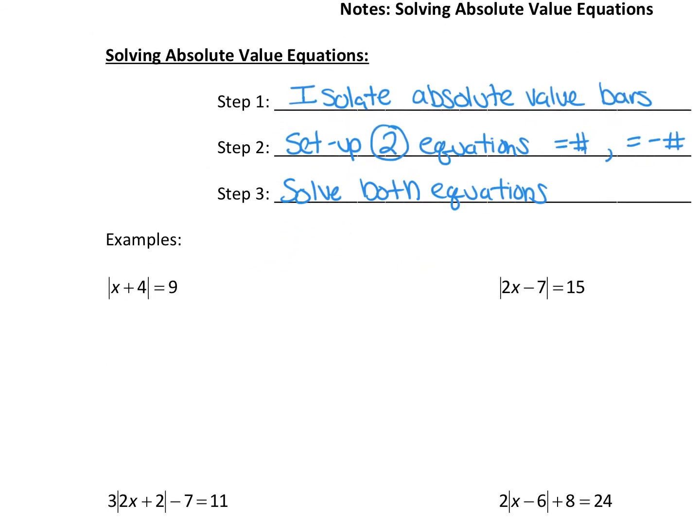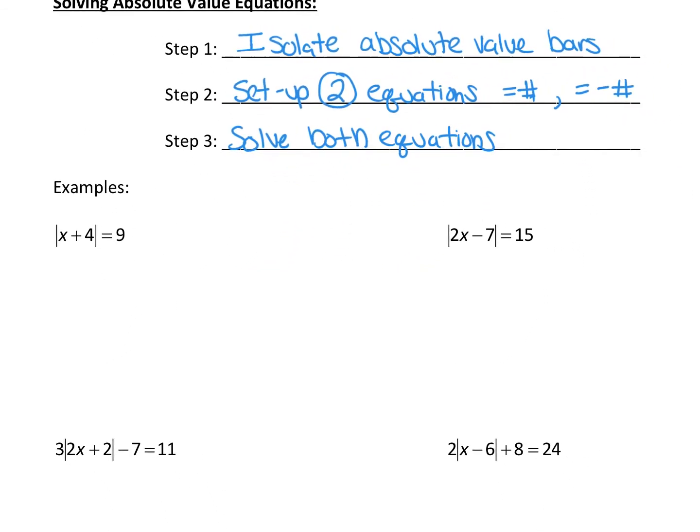All right, so let's apply these steps for this first example. So first we want to isolate the absolute value bars. Well, in this case, actually, our absolute value bars are already alone on this side. There's nothing in front or behind them. So we can move to step 2. And we're going to set up 2 equations. Our first equation will be x plus 4 equals 9. Our second equation will be x plus 4 equals negative 9. Now we're just going to solve both these equations.